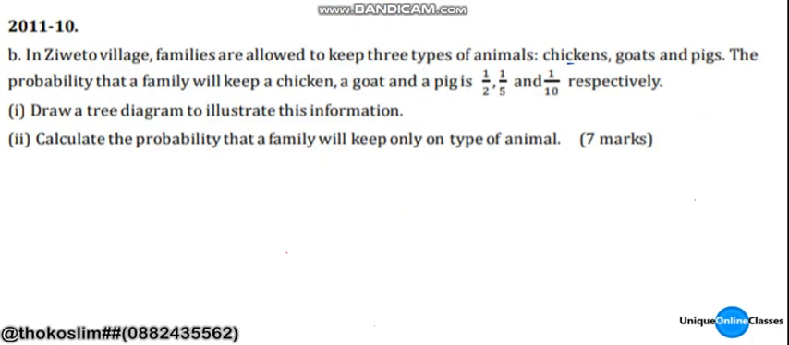Question number 10. In a village, families are allowed to keep 3 types of animals: chickens, goats, and pigs. The probability that the family will keep a chicken, a goat, and a pig is 1/2, 1/5, and 1/10 respectively. Draw a tree diagram to illustrate this information. Calculate the probability that the family will keep only one type of animal.